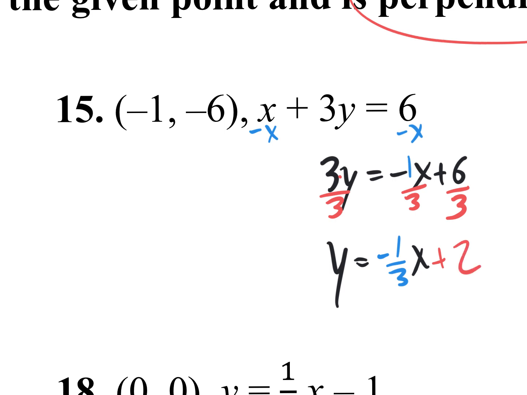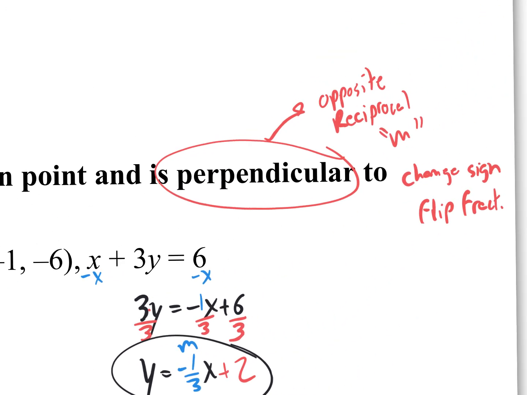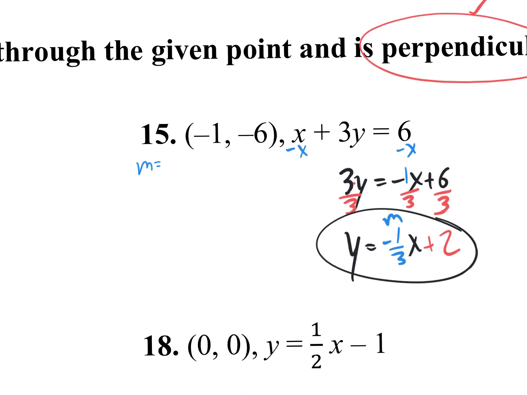So why did I change it to slope-intercept form? So I could clearly see my m value. So now I know that my line has the m value of what? Now remember, the instructions on this part of the worksheet said your line is perpendicular to the given line. So the given line has a slope negative 1/3. So our perpendicular slope will be a sign change and the fraction flipped. So that would be a positive 3 over 1. So our slope is positive 3.